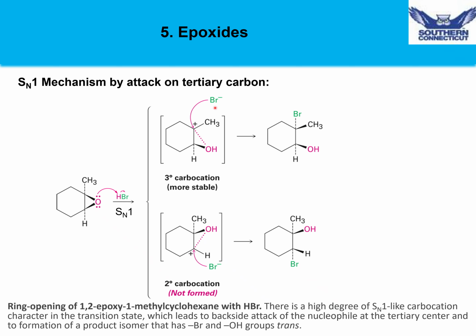As a result, the bromine generally tends to add to the more substituted carbon when it comes to an epoxide that has a tertiary carbon or even a secondary carbon that is also benzylic.